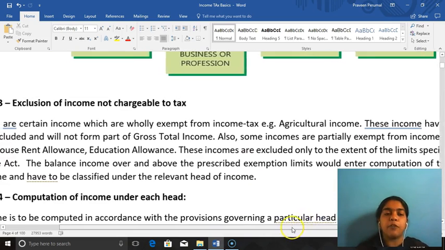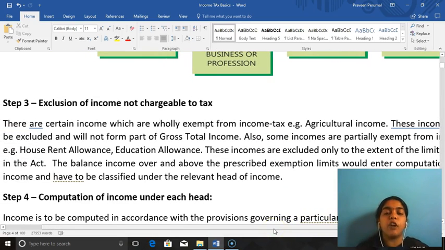These incomes have to be excluded and will not form part of gross total income. So gross total income has to be found out. While doing so, we'll exclude this kind of income which is wholly exempt from income tax. An example is agricultural income. There will be a special welfare reason for the government to exclude such type of income.